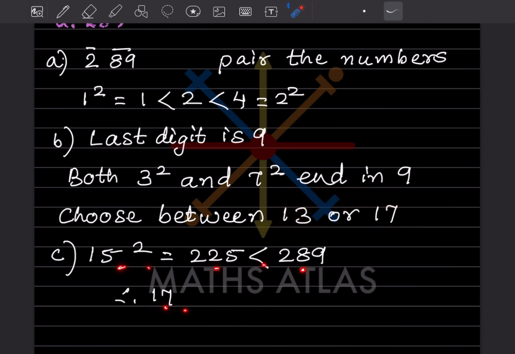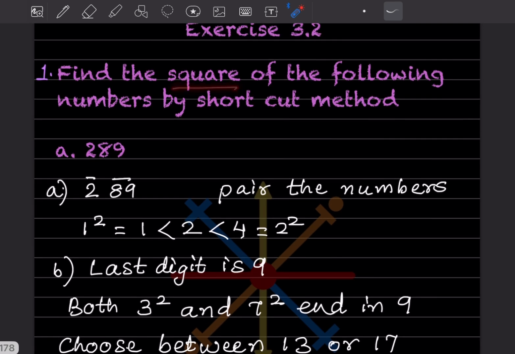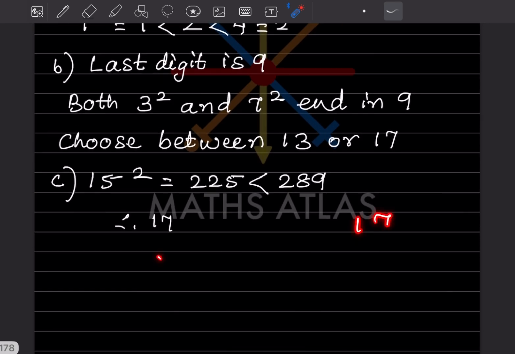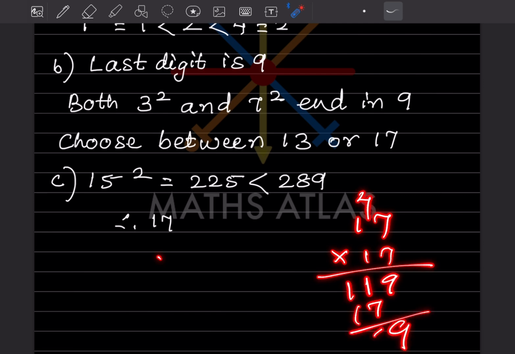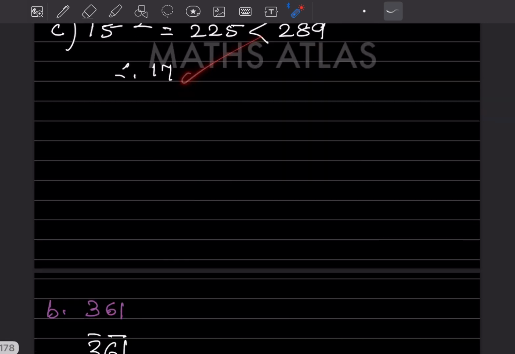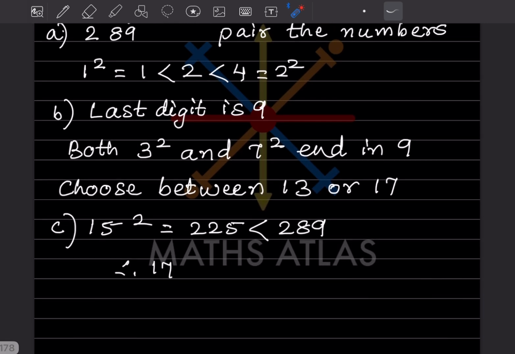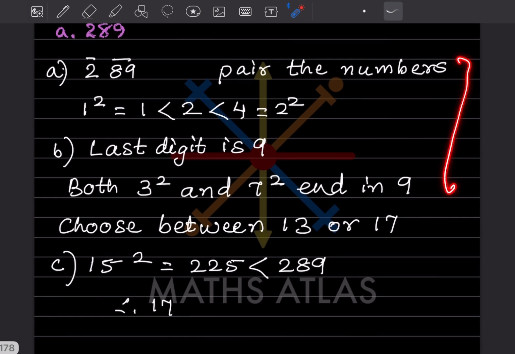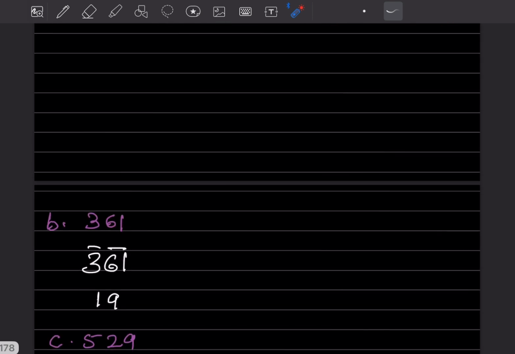So what is the square of this one? That is going to be 17. And you can check here, 17 multiplied by 17 comes to 289. So this is the correct one. For this one, I have not written all these steps. These are the rules you have to follow. You can follow that, but I'll tell you in short.